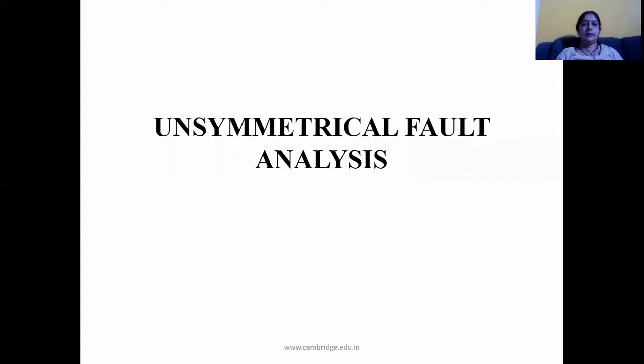Today, we will discuss unsymmetrical fault analysis. In the previous module on symmetrical components, we discussed in detail what we mean by symmetrical components, where we are going to use them, and how to represent the various power system components with respect to their symmetrical impedances and symmetrical networks, and hence obtain the symmetrical networks for a general power system that is provided.